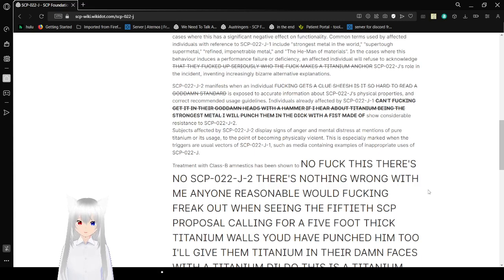SCP-22J2 manifests when an individual finally gets a clue. Sheesh, is it so hard to read a goddamn standard? Sorry. Is exposed to accurate information about SCP-22J's physical properties and recommended usage guidelines. Individuals already affected by SCP-22J1 can't get it into their heads even with a hammer. If I hear about titanium being the strongest metal, I will punch him in the face with the titanium it's made of. They show considerable resistance to SCP-22J2.